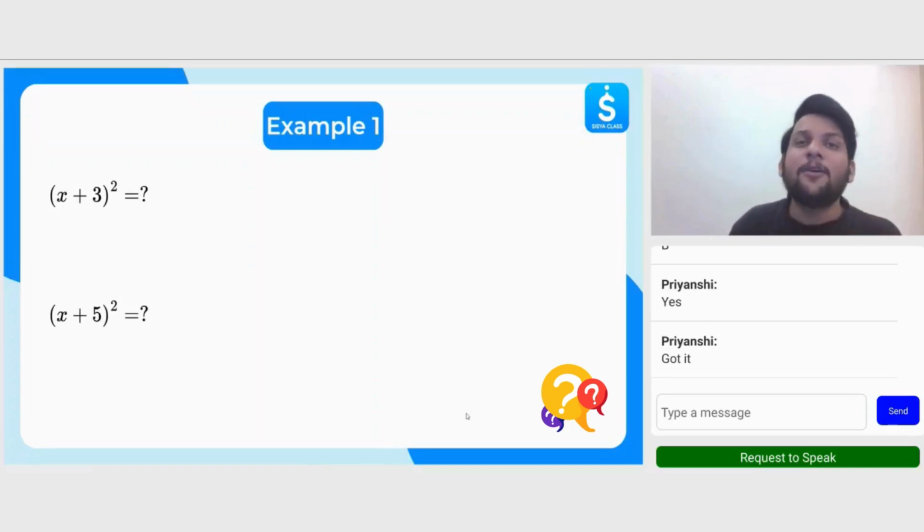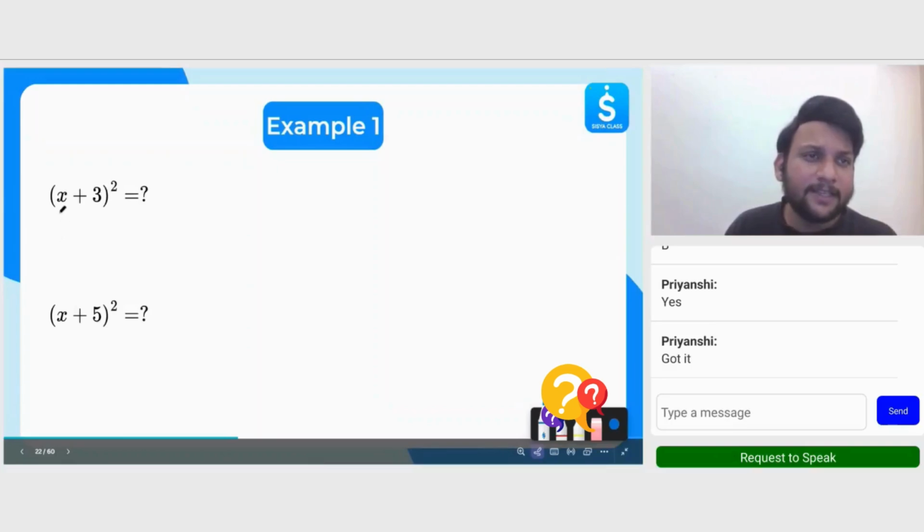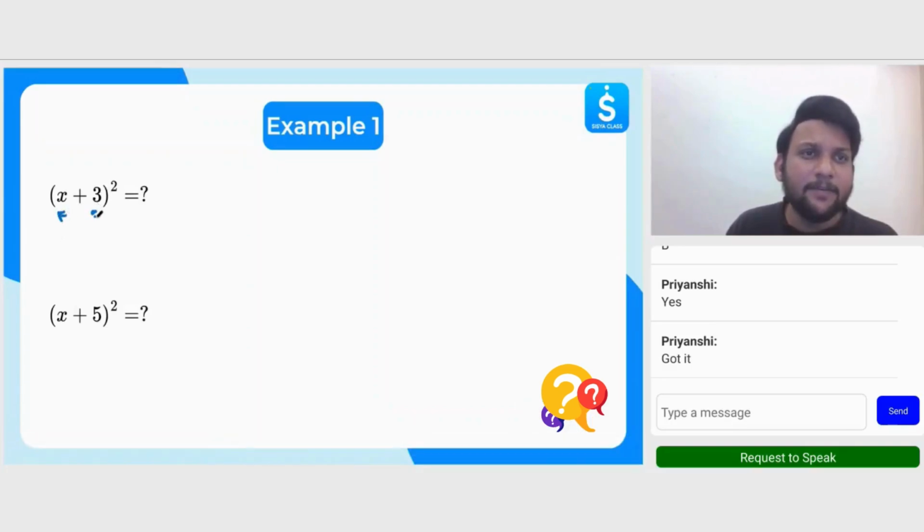Why? Because (a + b) whole square. Remember the world's biggest mistake. We are not going to make the mistake again. Okay. Can anyone tell me what is the first term? Here, the first term is x and the second term is 3.